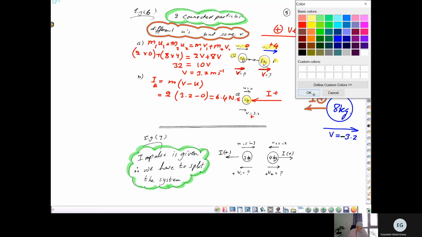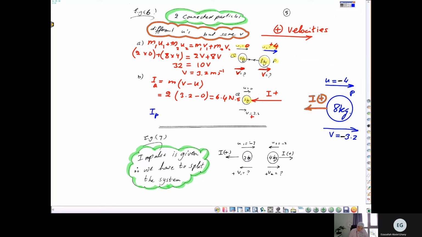Now let's write impulse done by P, which is its mass, which is 8, open brackets, its final velocity, which is negative 3.2, minus its initial, which is minus negative 4, close brackets. Calculator: negative 3.2 minus minus equals plus 4. It's 0.8. Multiply it by 8, you'll get the same answer, which is positive 6.4 Newton second. These are the secrets of this topic.